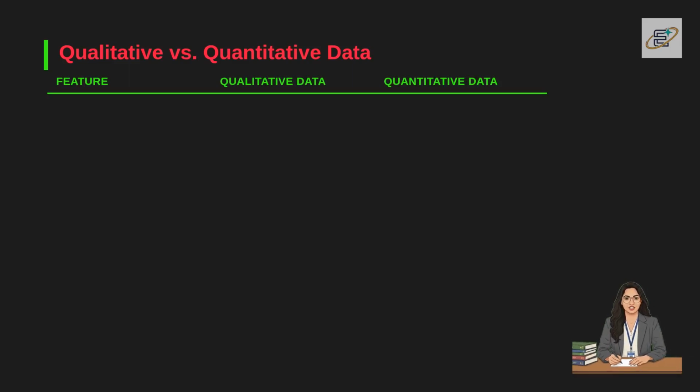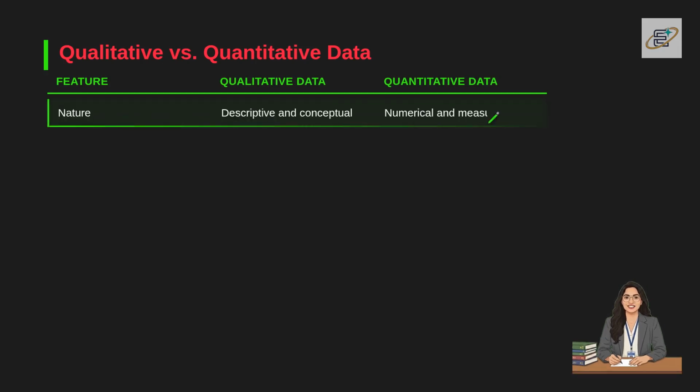Broadly speaking, data falls into two main categories: qualitative and quantitative. Let us look at their fundamental nature. Qualitative data is descriptive and conceptual. It describes qualities or characteristics that cannot be easily measured with numbers. Quantitative data, on the other hand, is numerical. It deals with quantities, measurements, and hard numbers.